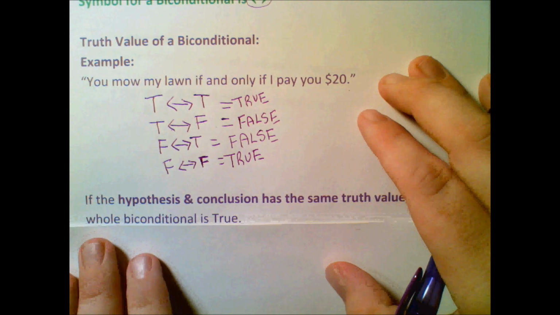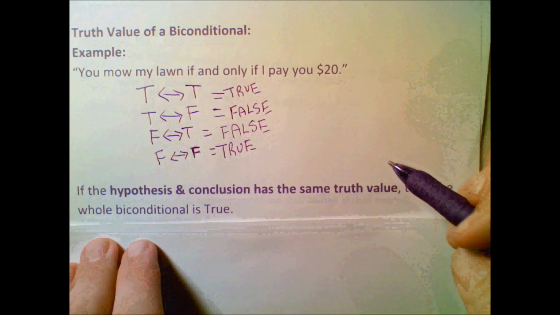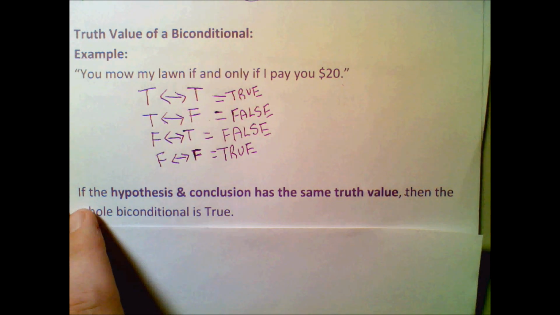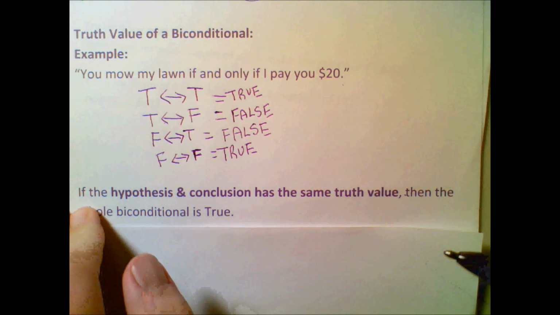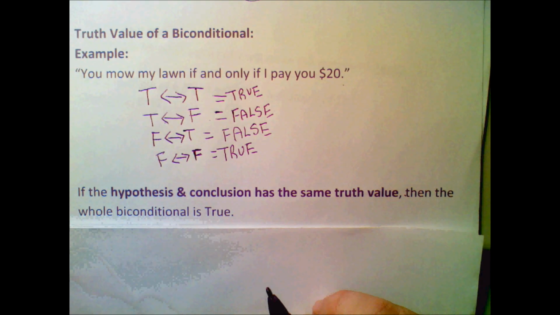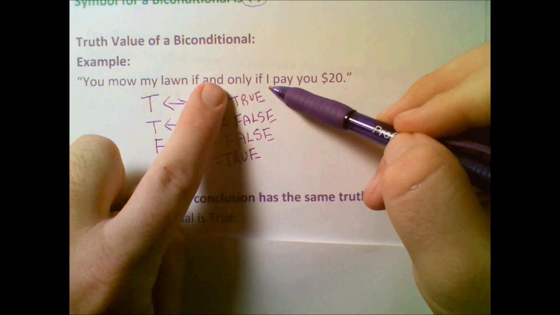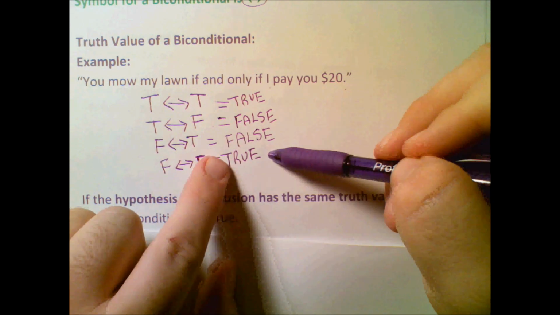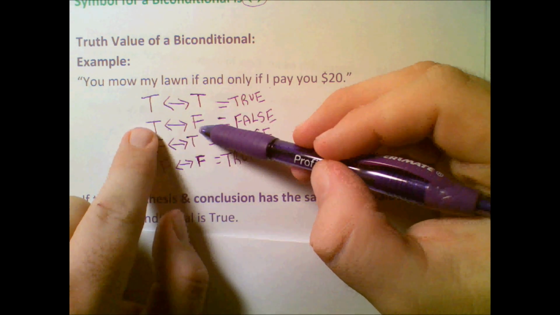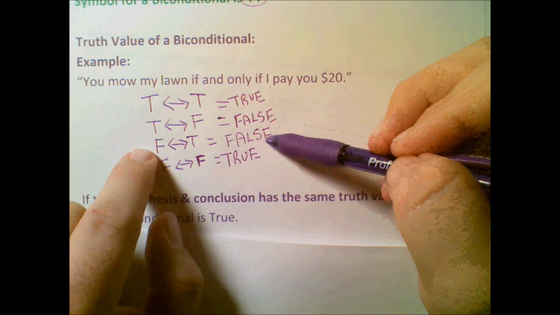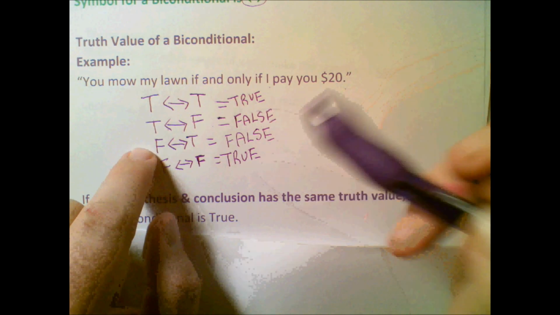Okay. Now, this is sort of our summary of when a biconditional is true. If the hypothesis and the conclusion have the same truth value, then the whole biconditional is true. When we have two truths, the statement was true. When we have two falses, it was true. When it was true and false, it was false. When it was false and true, it's false. So when they're different, it's false. When they're the same, it's true.